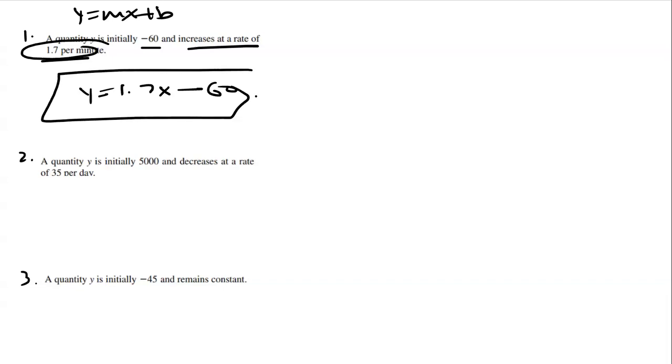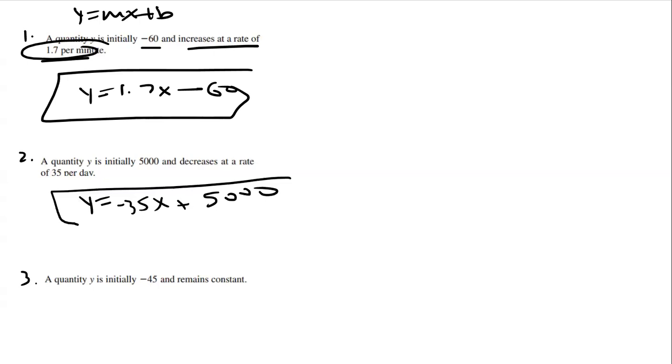Go ahead and try the next two there. The second one says a quantity w is initially 5,000 and decreases at a rate of $35 per day. So that means I'm going to start with 5,000. That's going to be my b. And it decreases at a rate of $35 per day, so it's going to be negative 35x. And that's our answer for number two.